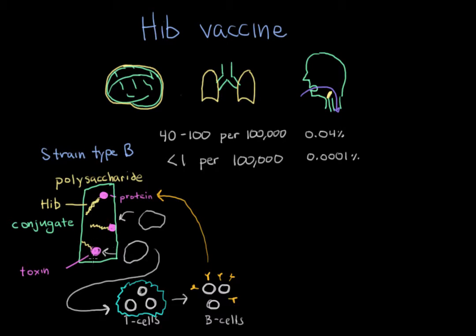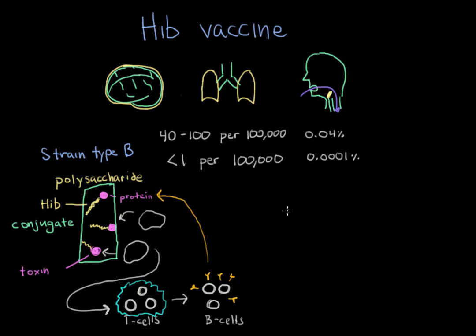Sometimes this protein can be an inactive virus, so hepatitis B, all sorts of different combinations. And it's also very useful to pair these different proteins and polysaccharides, because not only will the patient get immunization from Haemophilus influenza, but they'll also get immunization from these other bacteria or viruses that are paired with this polysaccharide sequence.